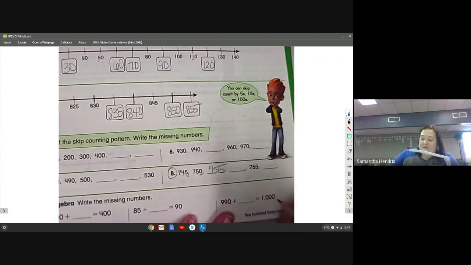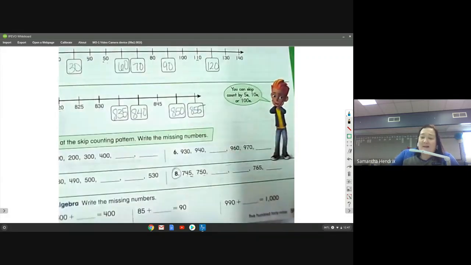So let's look, 745, 750, so then we're going to be 755. Oh, Miss Hendricks, I'm sorry. You've got to write nice, neat numbers.